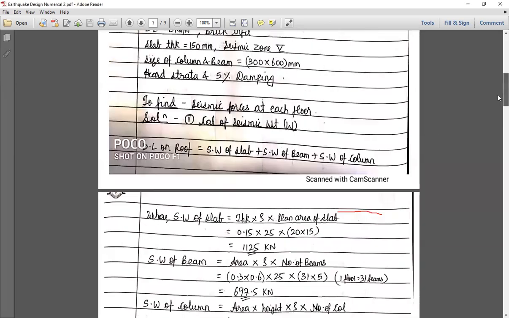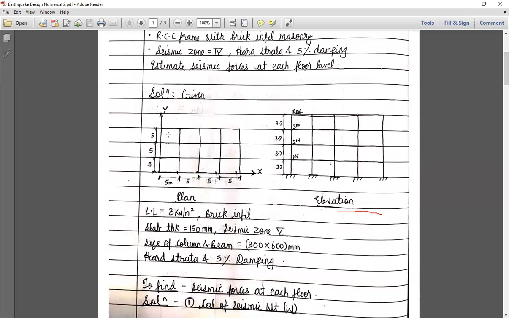Now let us count the number of columns. Here in the plan you can see how many columns there are: 1 2 3. So these are the columns. I will just show you. 1 2 3 4 5 6 7 8 9 10 ... 13 14 15 16 17 18 19 20 columns. I hope this is clear now.